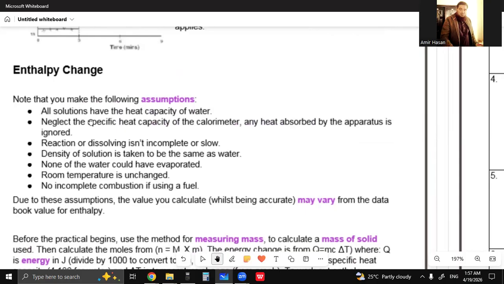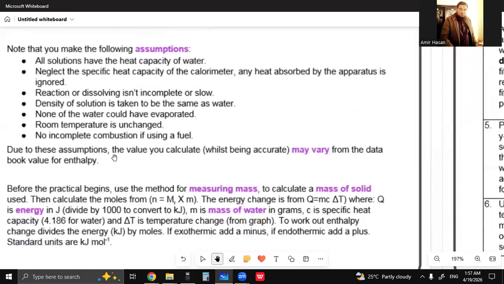First, we use the heat capacity of water for the solution. We neglect the heat capacity of the calorimeter. Dissolving is not incomplete or slow. The density of the solution is taken to be the same as water. None of the water could have evaporated. Room temperature is unchanged. There is no incomplete combustion. Due to these assumptions, the calculated values may vary from the data book value of the enthalpy.